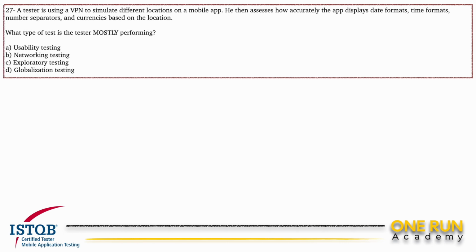Great. Let's take a look at question number 27, which says, a tester is using a VPN to simulate different locations on a mobile app. He then assesses how accurately the app displays date formats, time formats, number separators, and currencies based on the location. What type of test is the tester mostly performing?